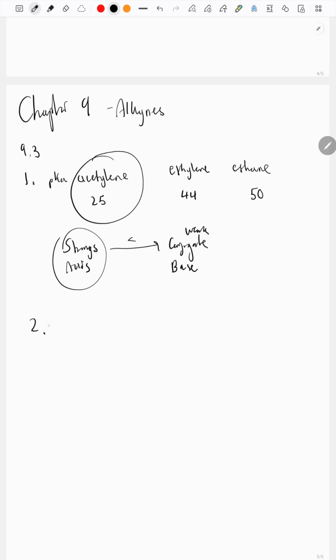Now, point 2. Adding on, when we use a strong base to deprotonate acetylene, now we're talking about a strong base. A strong base shifts the equilibrium forward towards weak conjugate acids.